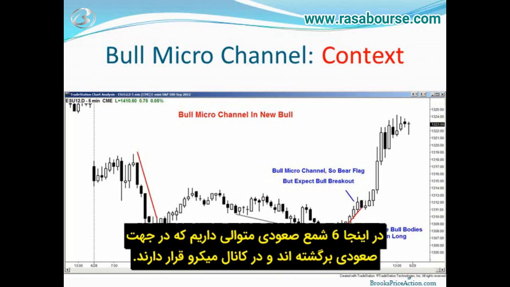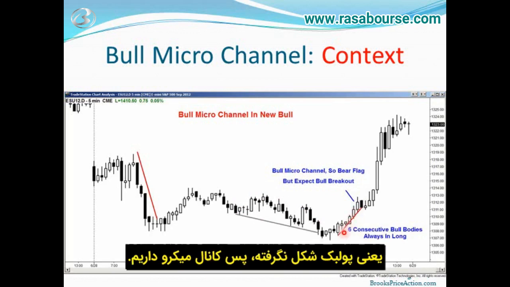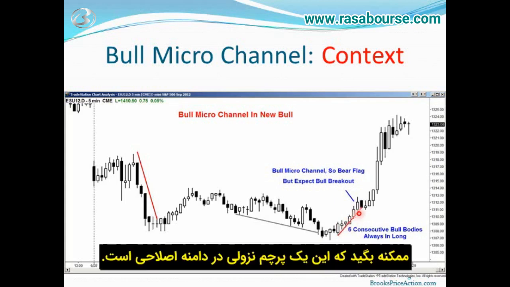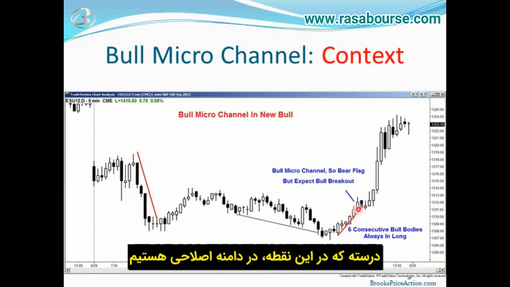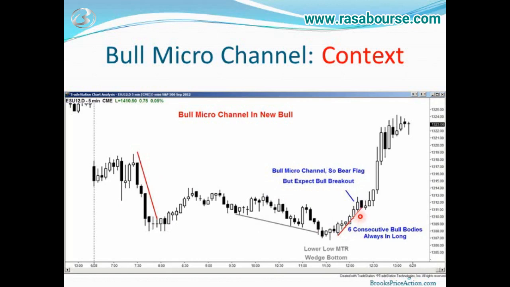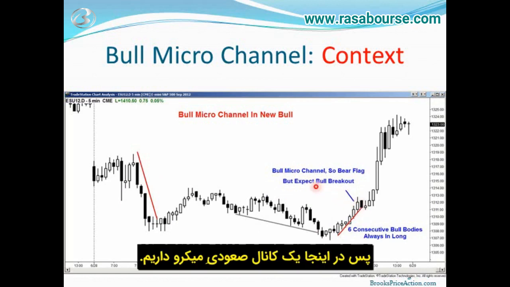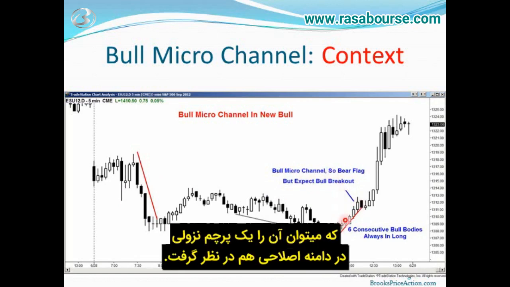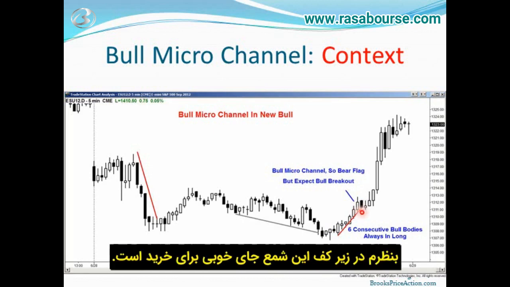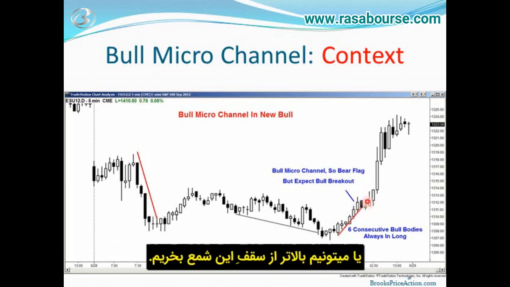Now we have 6 consecutive bull bodies on the reversal up in a microchannel. No pullbacks, so it's a microchannel. You can argue it's a bear flag in a trading range. At this point, it is a trading range, but it's also the start of a bull trend. So here we have a bull microchannel, potentially a bear flag in a trading range, but the market probably has flipped to always in long, so I would not take that short. I think it's a reasonable buy actually below the low of this bar and above the high of this bar.